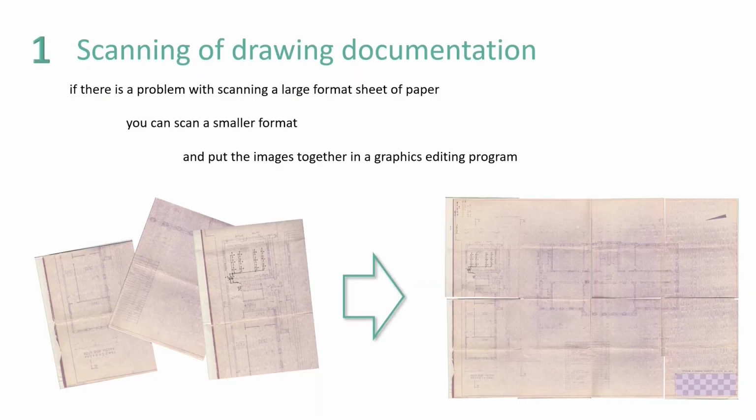The old drawing documentation can be used for comparison with the inventory measurements. The paper version is worth scanning and inserting as a base for 3D modeling. If there is a problem with scanning a large format sheet of paper, you can scan a smaller format and put the images together in a graphics editing program. When combining into one drawing, be careful to use straight lines and the correct distances given on the dimension lines.